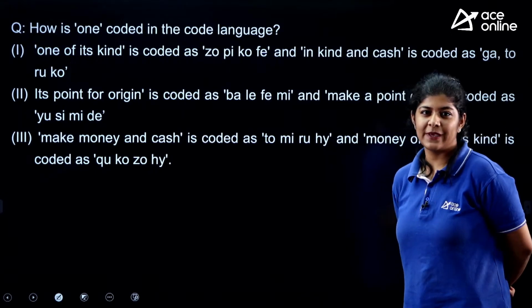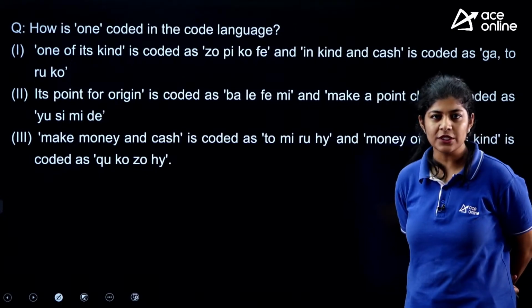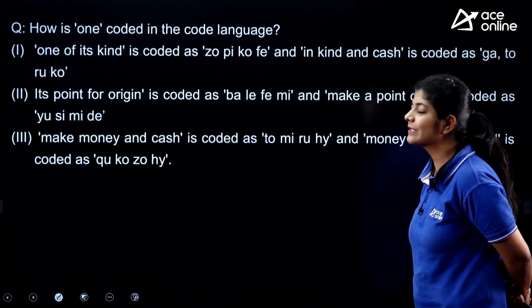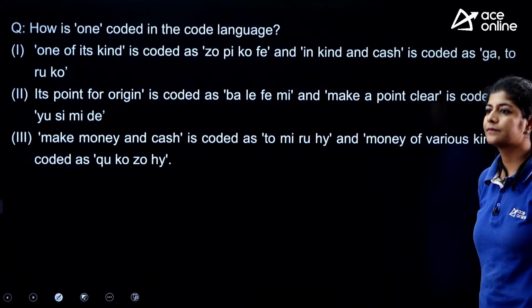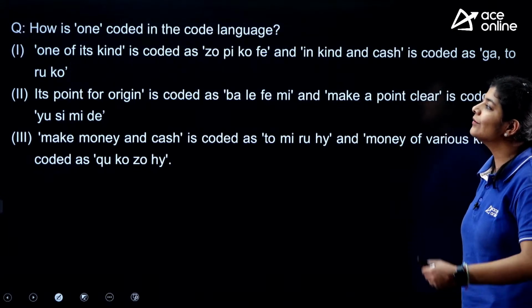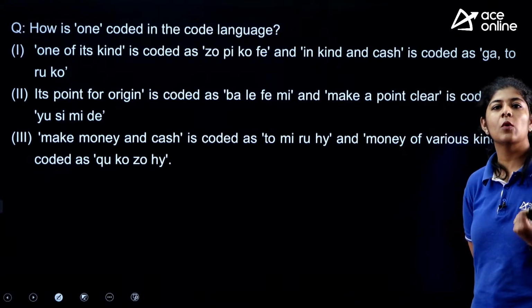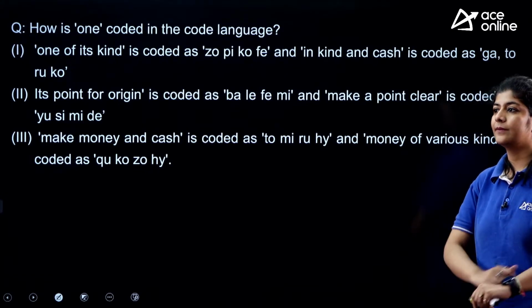This question is basically from data sufficiency. Today we are not having options, but you can simply go through the statements and let me know what answer you people are getting. What you have to do is find out how 1 is coded in the code language. You have to find out the code for 1.